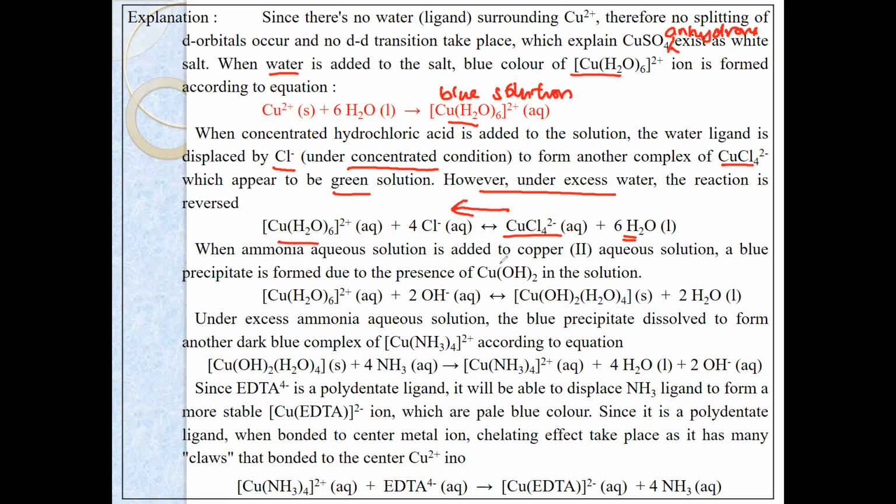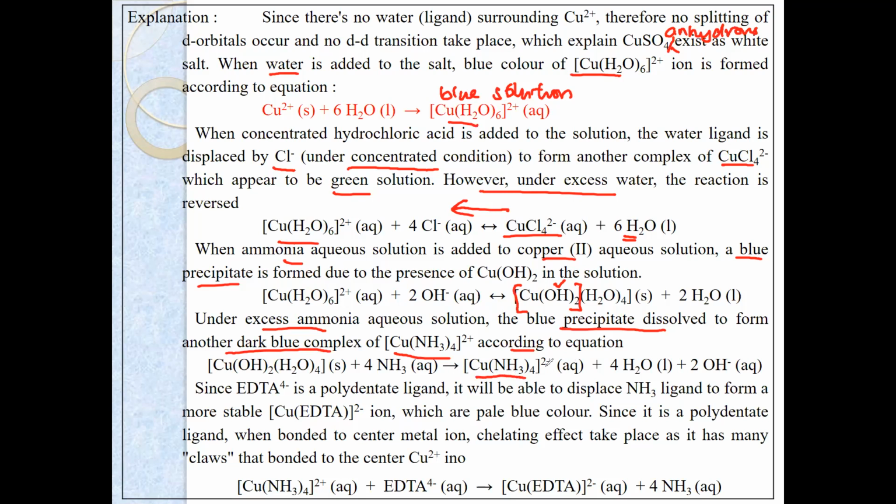Now, in the second video that I showed you just now, when ammonia is first added to the copper 2 aqueous solution, you form a blue precipitate. This blue precipitate is due to the formation of Cu(OH)2, copper hydroxide. The H2O you don't need to write, never mind. The most important thing is Cu(OH)2. And when we add excess ammonia, the blue precipitate dissolves and forms another dark blue complex, [Cu(NH3)4]2+. So these are the equations.